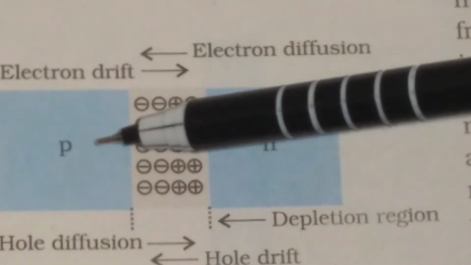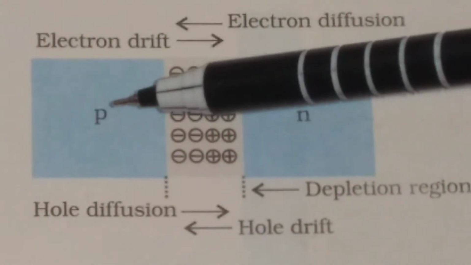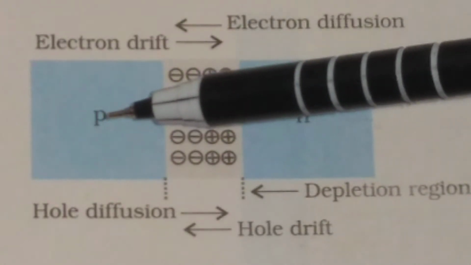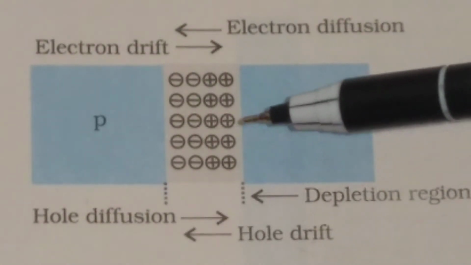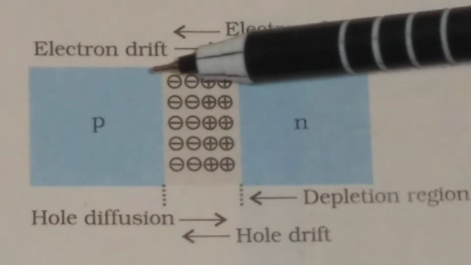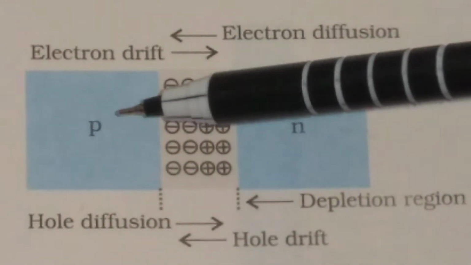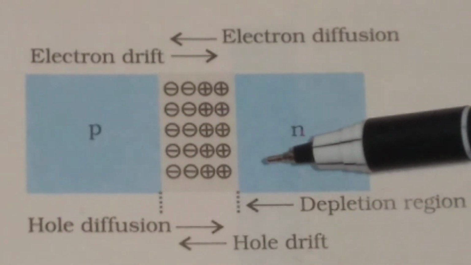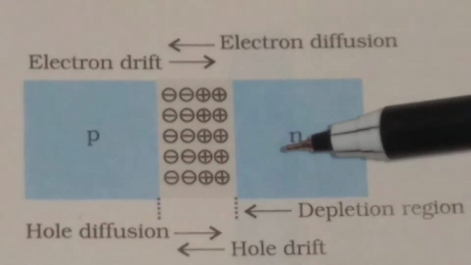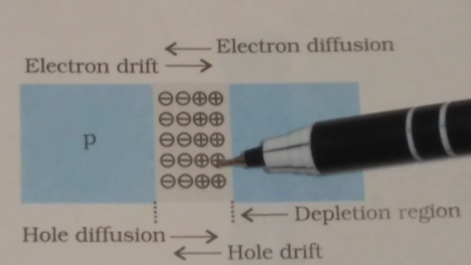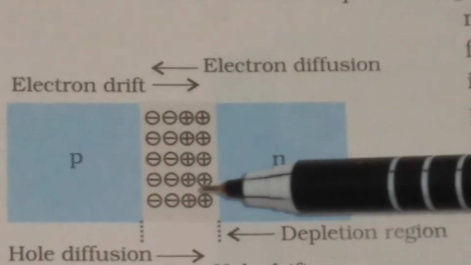And there are also electrons in the p-type semiconductor. These are the minority carriers. The minority carrier electrons in the p-type semiconductor move towards the n-type semiconductor due to this electric field, and this is called the electron drift. So in electron drift, electrons move from p to n, and in hole drift, holes move from n to p, due to the electric field at the depletion region.